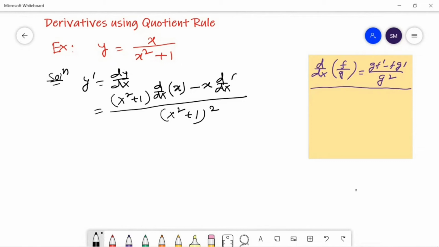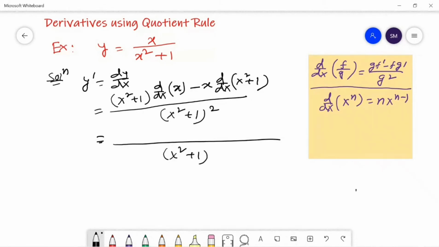x square plus 1 whole square in the denominator, and then write the denominator as it is, x square plus 1, times the derivative of the numerator function which is x, minus the numerator function as it is times the derivative of the denominator function. Now here we are going to use the power rule, which is given as d/dx x to the power n is equal to n x to the power n minus 1.